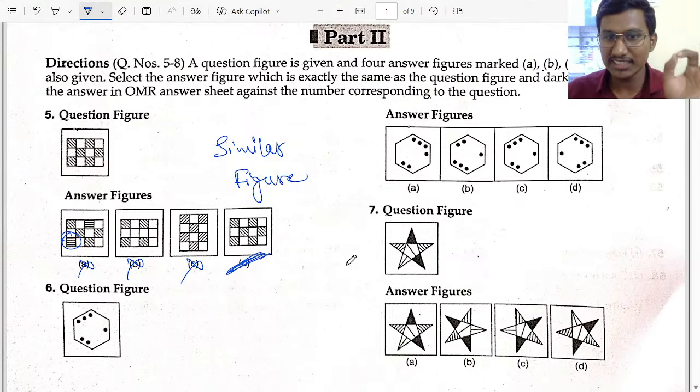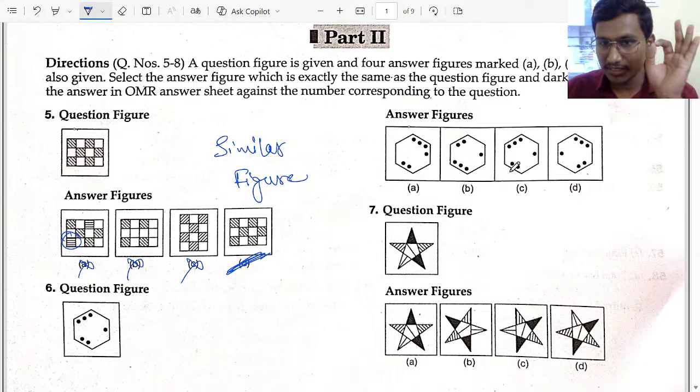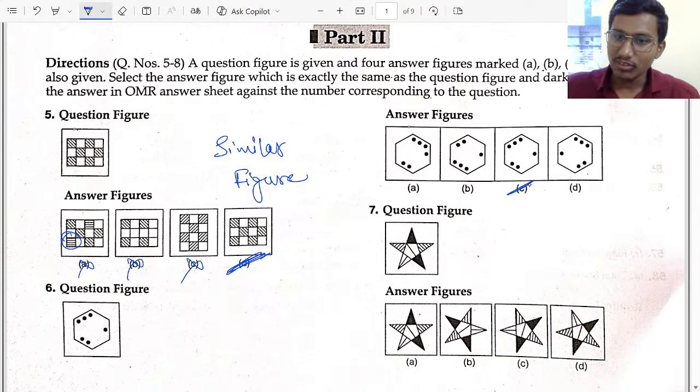Now sixth question is here, their answers are given here. So here there are 3 dots, 2 dots, 1 dot. So if you see, option C is the same figure, option C will be the answer.